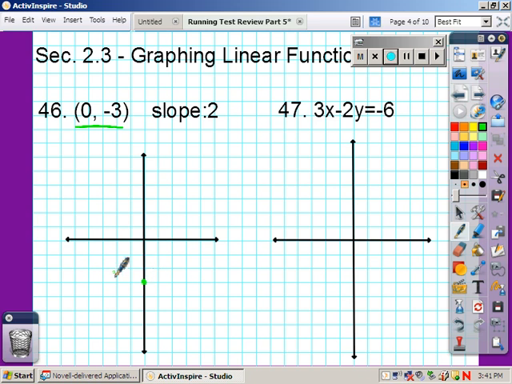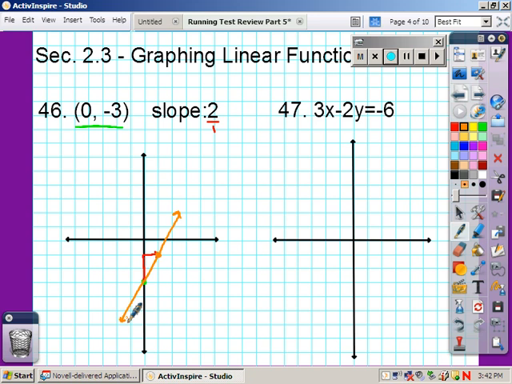And then in this case, we don't have a second point, but we do have a slope, which is 2 over 1. We know that is rise over run, so this is up 2 and right 1. So from the point I just plotted, I'm going to go up 2 places, and right 1 place. And I can put another point in there, right where I stop. And then I can draw my line. Just like that. And I'm done.